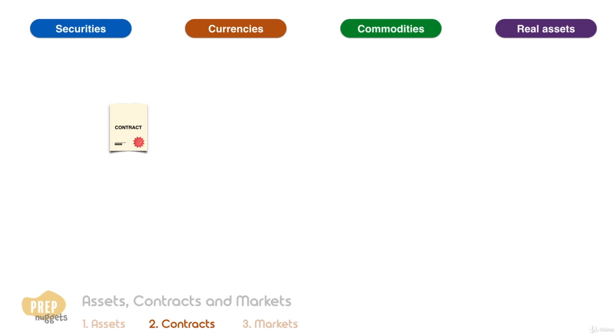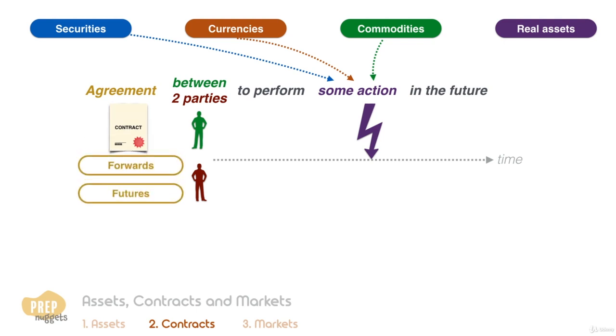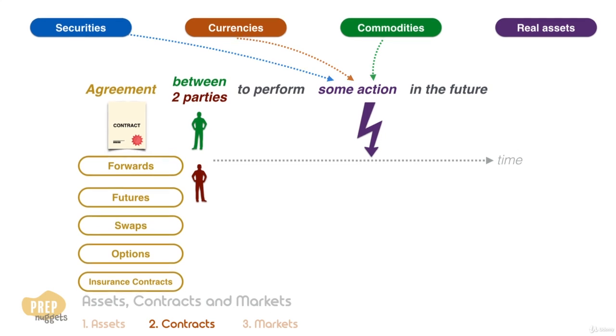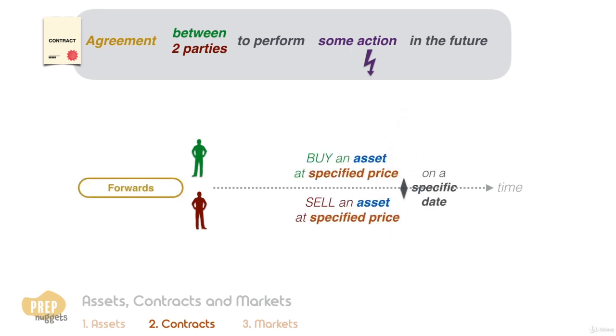Contracts are generally agreements between two parties to perform some action in the future. For financial contracts, these actions are often based on security prices, currency exchange rates, commodity prices, or security indexes. We shall have a quick overview on forwards, futures, swaps, options, and insurance contracts. These are commonly known as derivatives and are covered in detail in the course on derivatives. A forward contract is an agreement to buy or sell an asset in the future at a price specified in the contract at its inception.